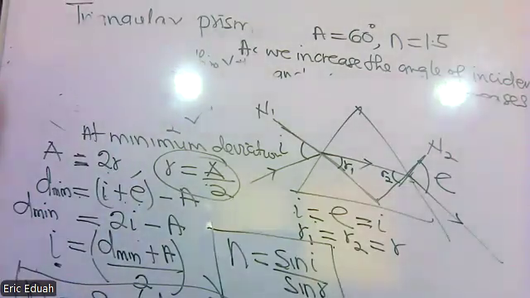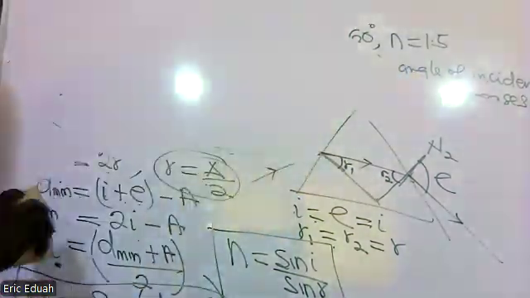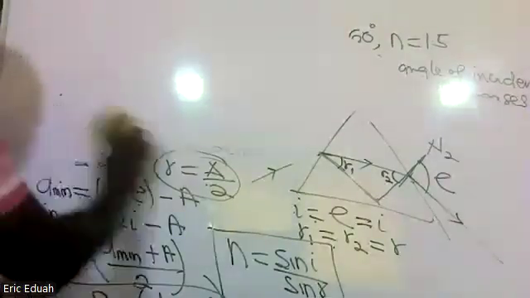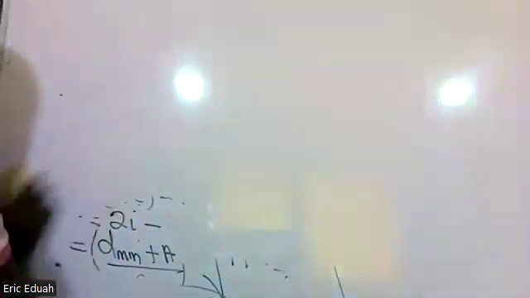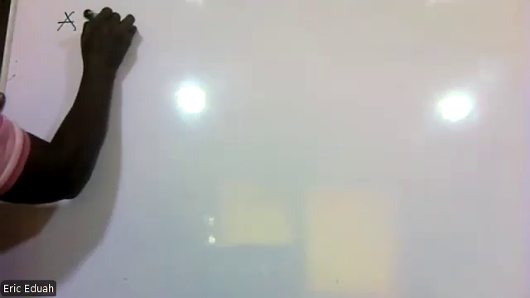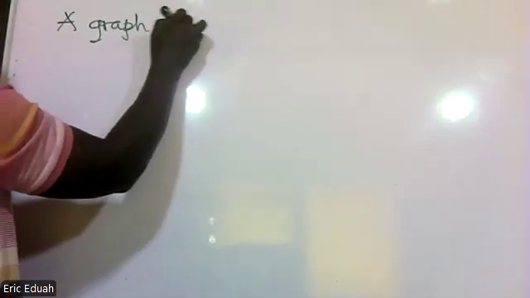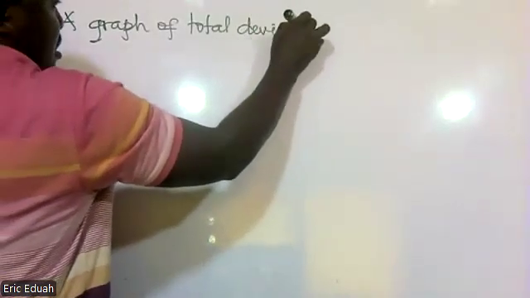Now let's look at a graph of total deviation against angle of incidence. Hey, Angel. Angel. Angel is gone.